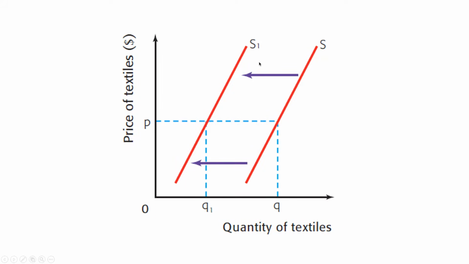So here you can see a shift in the supply curve. Make sure when you draw this on your exams that you label it correctly, which is price and then quantity, and then you should always have a title of what the good is.